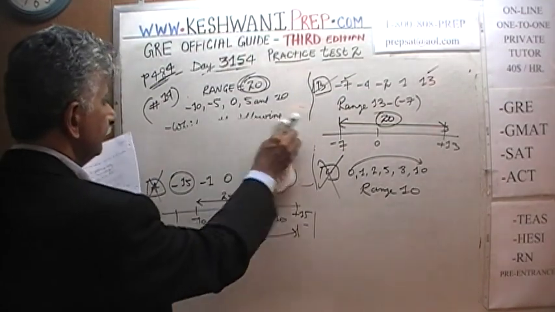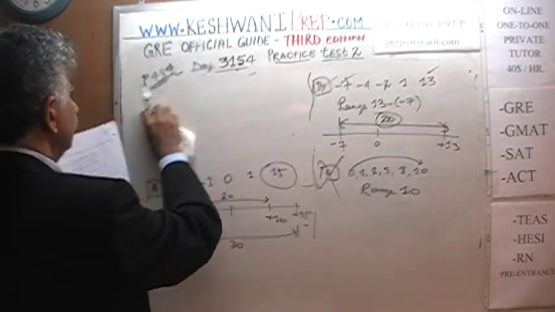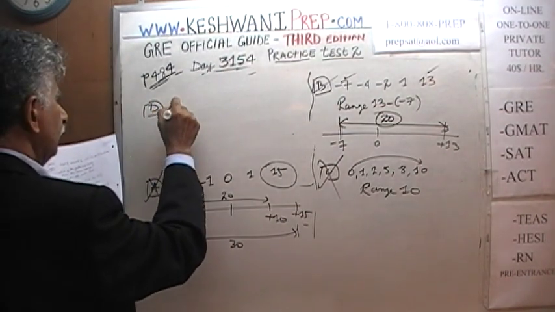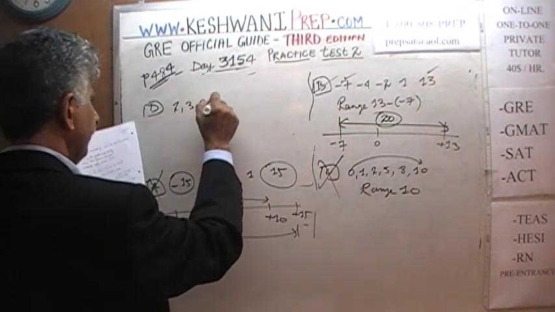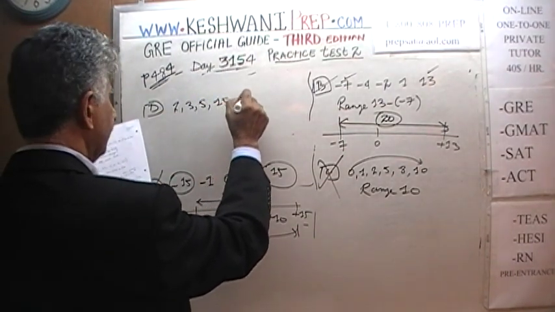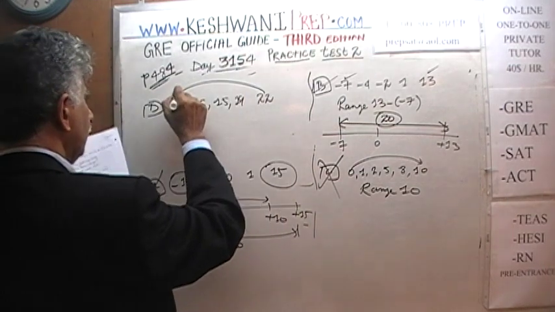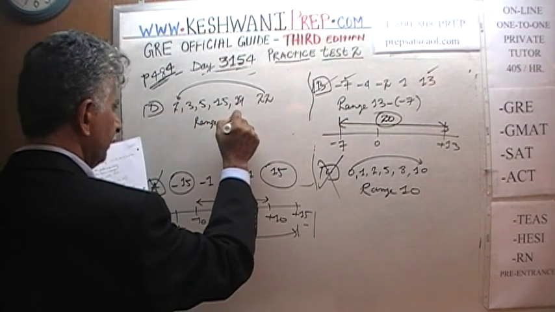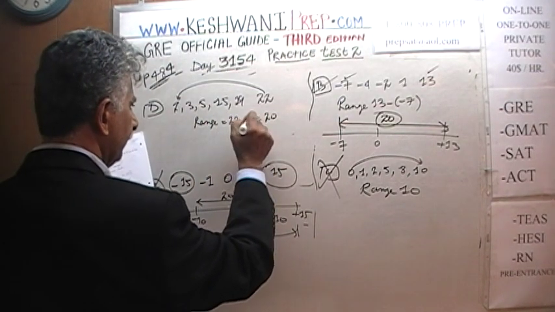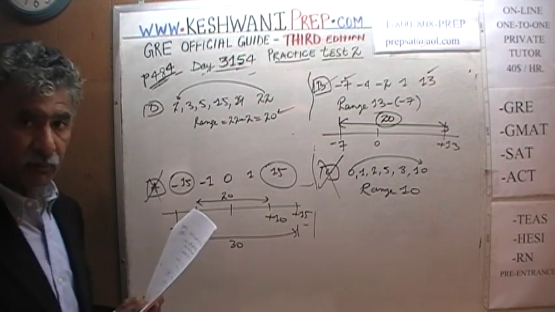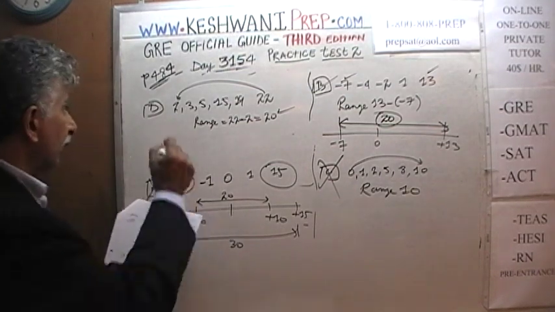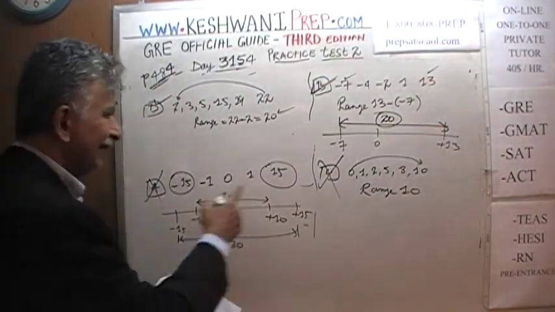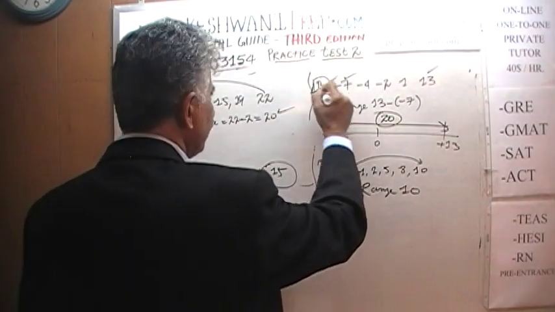Let's look at D. D says 2, 3, 5, 15, 19, and 22. Starting from 2 and ending at 22, the range here is 22 minus 2, which is 20, and that works, because list K has a range of 20. So D works, B works, A and C did not work. So far, our answer choices are B and D.